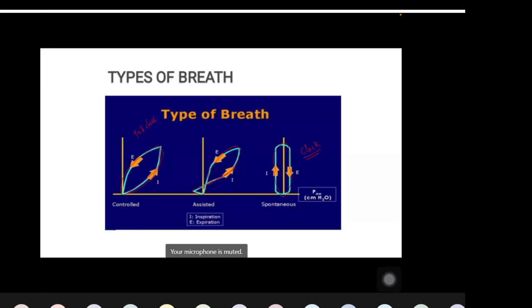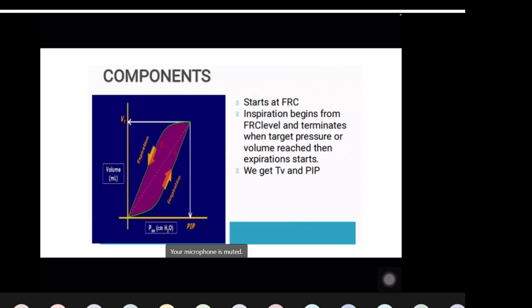So these are the different loops, just to give a briefing. This is the pressure volume loop. Here volume is plotted and here the pressure is plotted. The components of a pressure volume loop are these: this is the inspiratory loop and this is the expiratory loop. There is always some degree of hysteresis, a difference between inspiration and expiration even in a normal lung. That is because of the viscoelastic properties of the lungs. Hysteresis means some degree of area will be present between these two limbs.